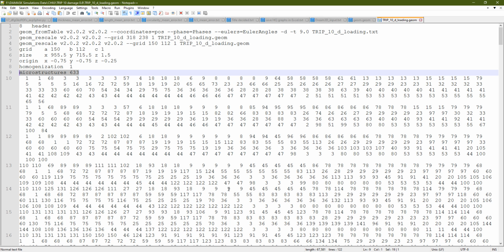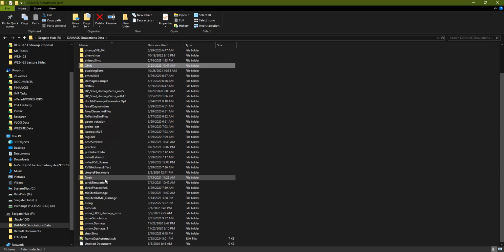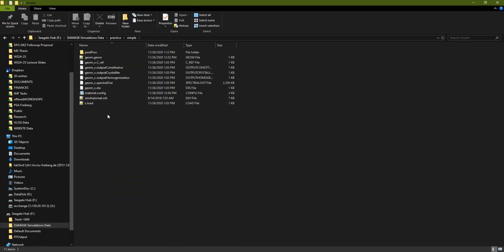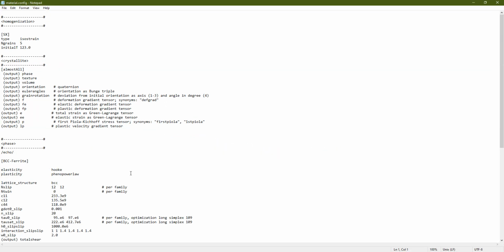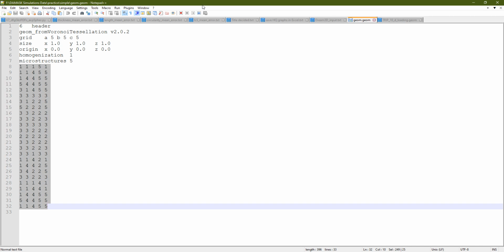This will change. Now, again, 168, 3 are just the addresses. What do they mean? We have to go to the material file. I will not look at the material file here because it will be more complicated. I will go back to the example that we were looking at, the practice simple, and I will try to open the material.config file. I will open them side by side.